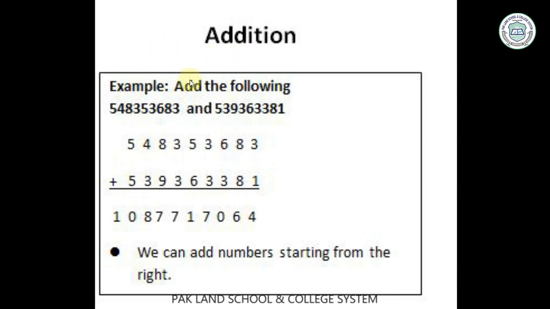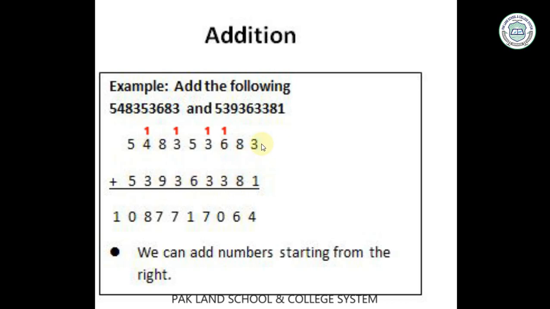Next topic is addition. Example, add the following. We have the example 548,353,683, and the next number is 539,363,381. We write them like this: first number and the second number under this. We add numbers starting from the right. Ones add in ones, tens add in tens, hundreds add in hundreds, and so on.